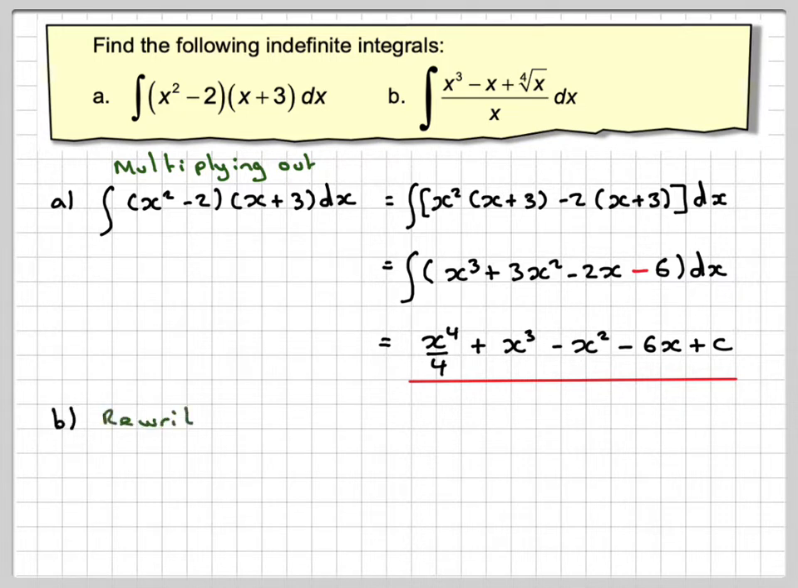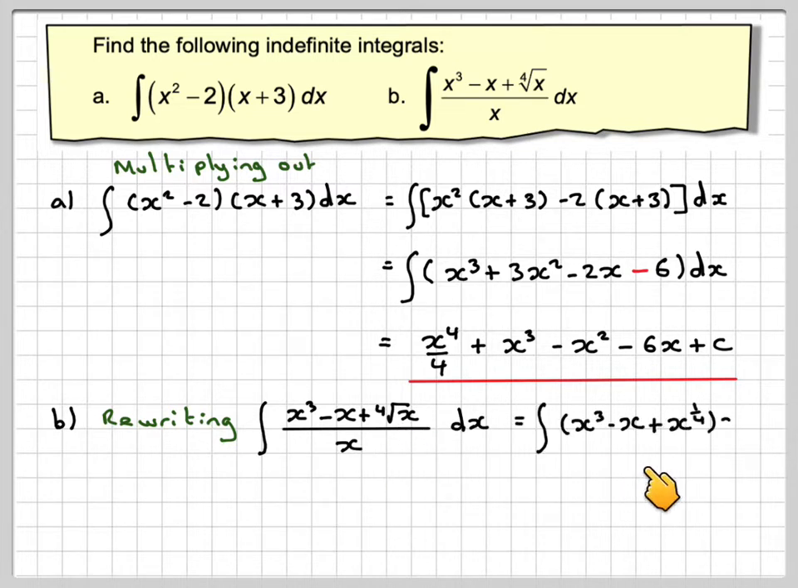In the second case, we've got to rewrite the integral of (x cubed minus the 4th root of x) over x as the integral of (x cubed minus x to the quarter) times x to the minus 1. Now the 4th root of x is x to the quarter, and then we put the x here as x to the minus 1, and then we now multiply.